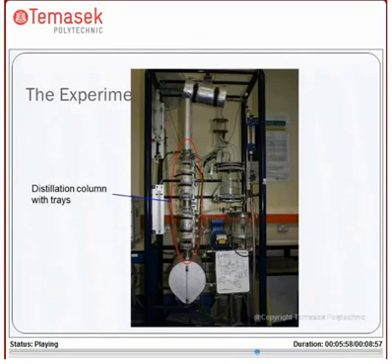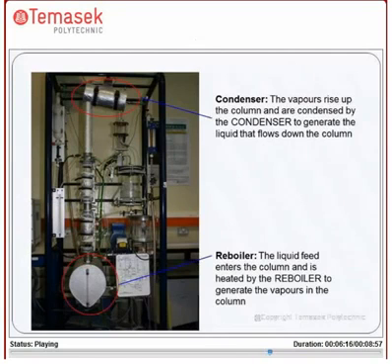We now look at the equipment for a fractional distillation unit again. We have the distillation column installed with trays. The purpose of the tray is to encourage good interaction between the vapor phase and the liquid phase. The vapors will flow up into the condenser, which will condense the vapors back into a liquid. This liquid can then be extracted as the distillate stream or returned to the column as reflux. This reflux stream creates the liquid flows down the column.